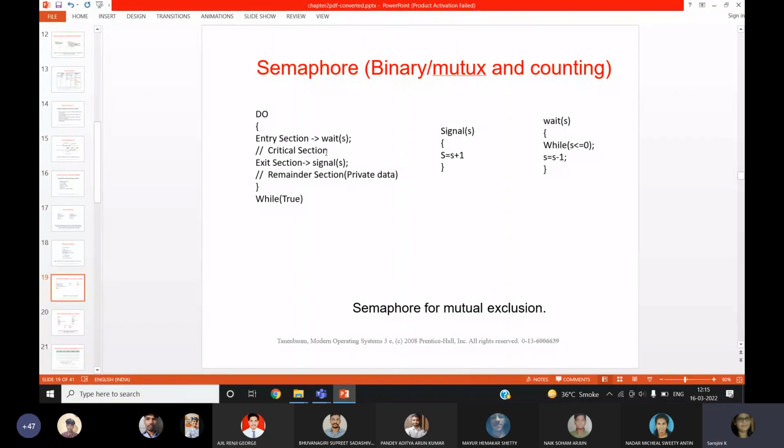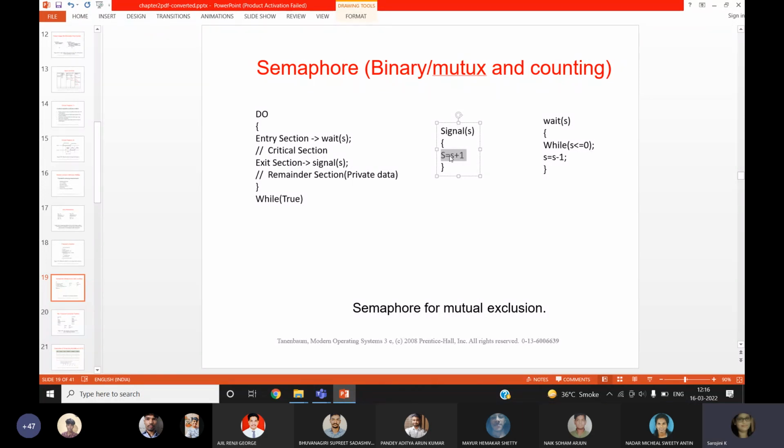Assume that the first person who entered inside the shop completed his shopping and is coming out. When he's coming out, he has to execute signal. So he's coming here. Currently S equal to 0. He's making S equal to 1. That means one person came out. Now currently how many persons? 9 persons. Now one person is waiting to enter.